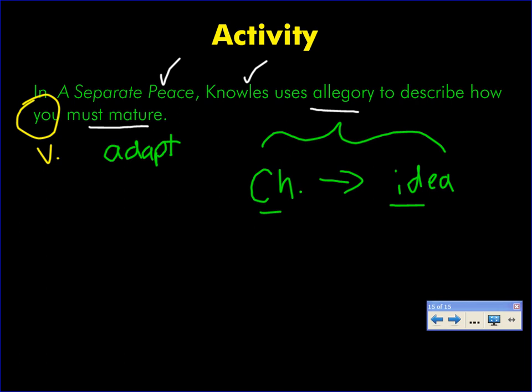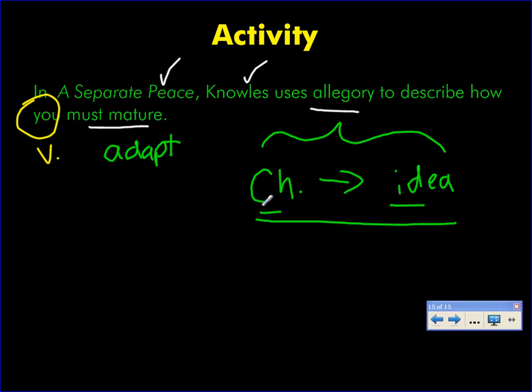So what I'd like to do here is take what's right here and make that your claim. Jake? Okay, Knowles uses Finney's death to describe how you must mature and survive. I don't even think you need Finney's death, although you could say, yeah, okay, uses Finney's death to emphasize the necessity of adaptation or the necessity of maturing, something like that. Okay, I could go with that. However, I think that's a little bit of a drift from Josiah's allegory point. But I like your claim.